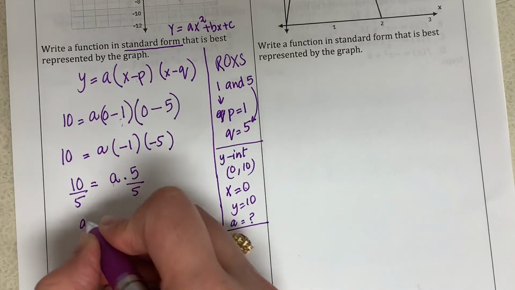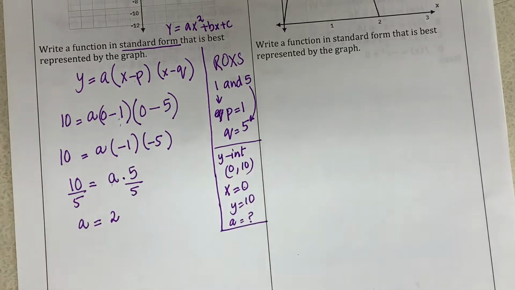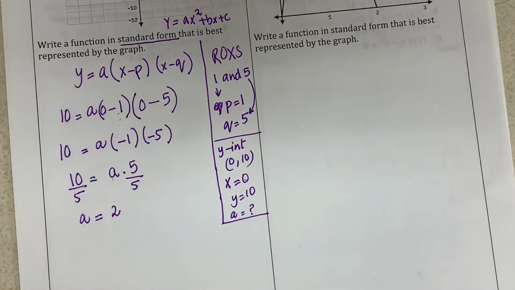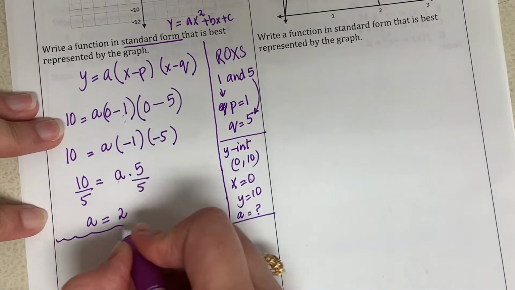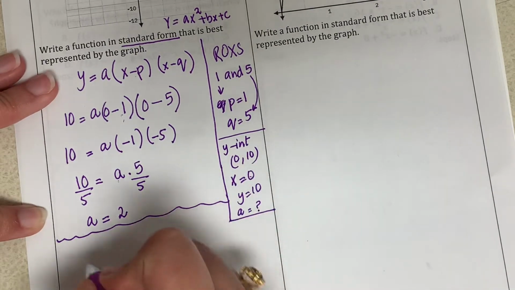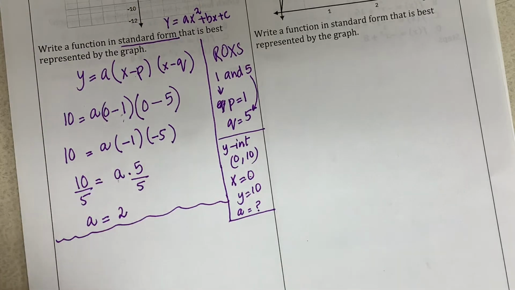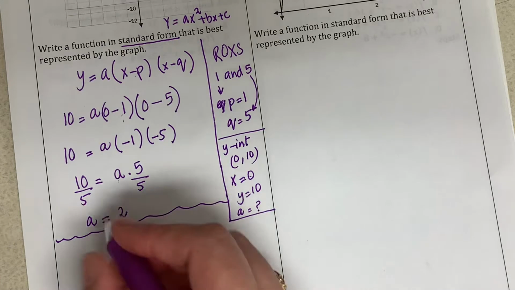So A value is 2. I have the A value, which is 2. Once you have the A value, I need it in the standard form. So what you're going to do is copy the equation again, and this time keep the Y and the X and plug in everything else.